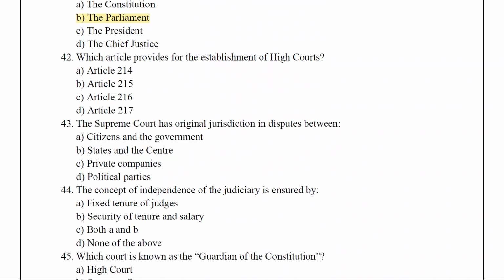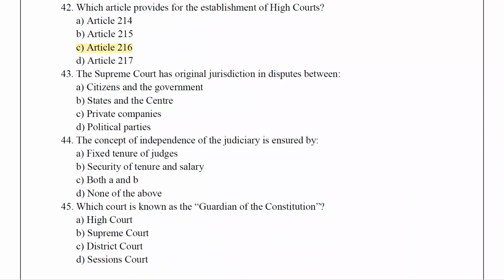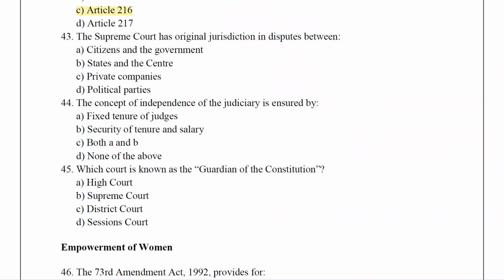Which article provides for the establishment of high courts? Article 216. The Supreme Court has the original jurisdiction in disputes between states and the centers.